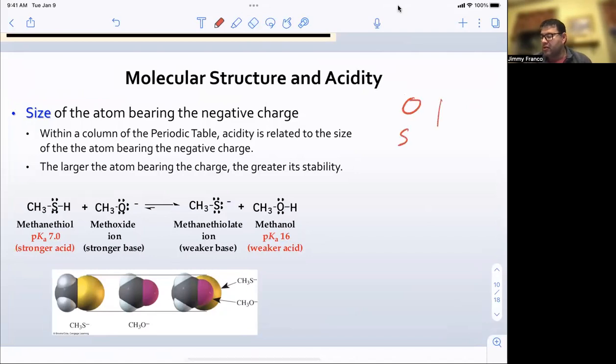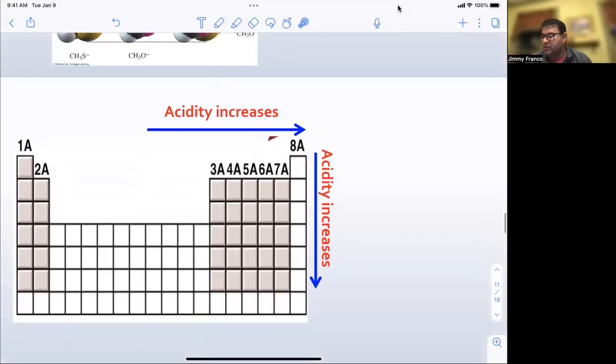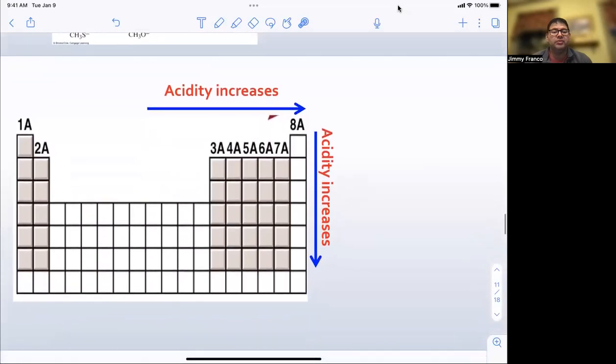And so remember, as we go down the periodic table, we're going to get more acidic. We actually see that here: sulfur has a pKa of 7, and methanol has a pKa of 16. So that trend just keeps holding true. As we go down the periodic table, you get more acidic, and it's because we're adding more shells, so there's more electrons in that molecule. What I would take home from these two is this periodic table trend: as you go right and down the periodic table, you're going to get more acidic.